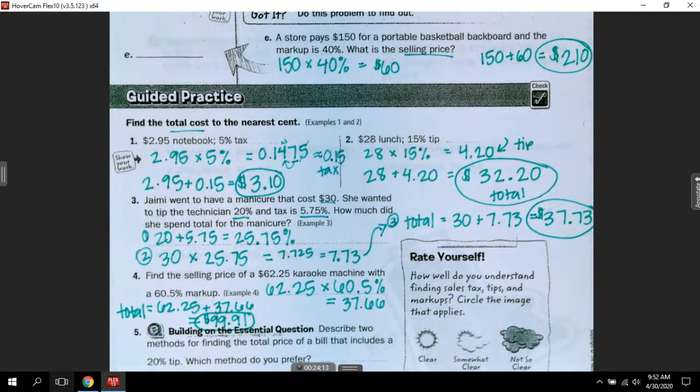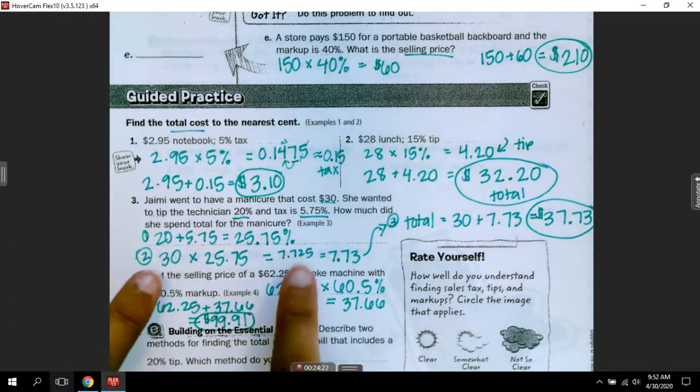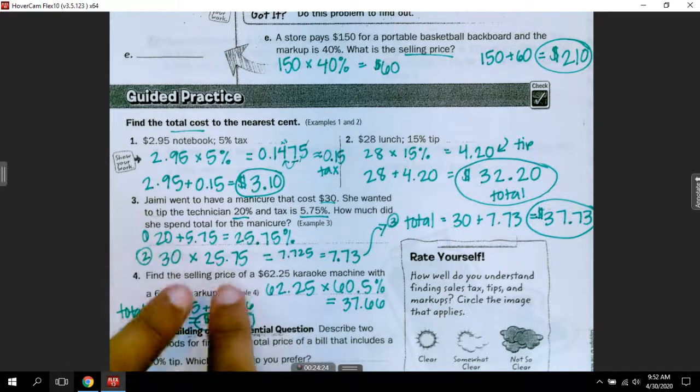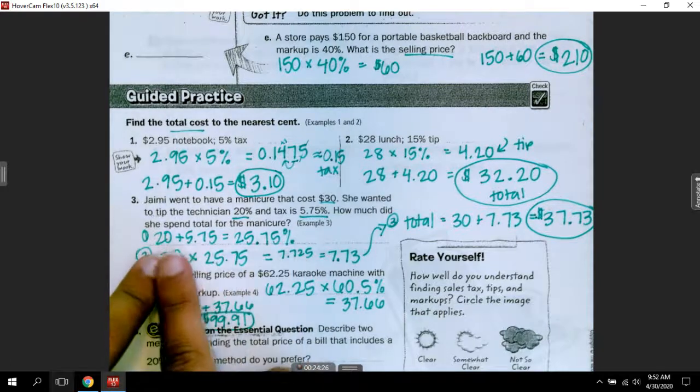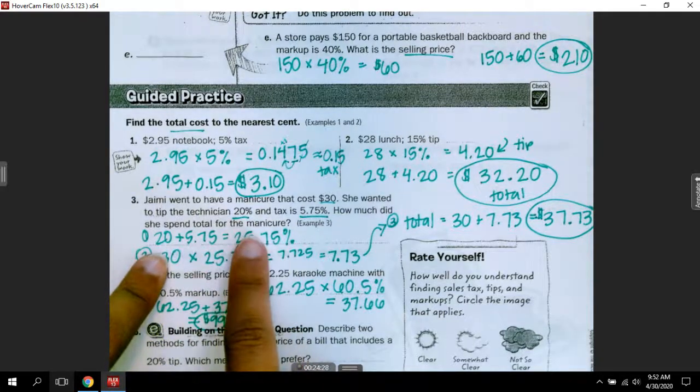Okay. But remember, this is all the same. So tax, tip, markup, it's all basically the same. Your steps are the same. The only thing that's different is when you have a tax and a tip, or tax and a markup, or tip and a markup. Okay, that's when you want to add those 2 percentages together.